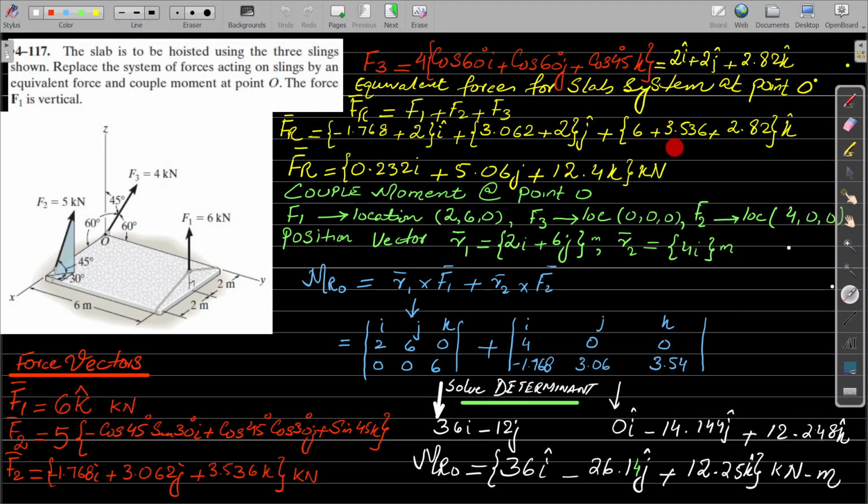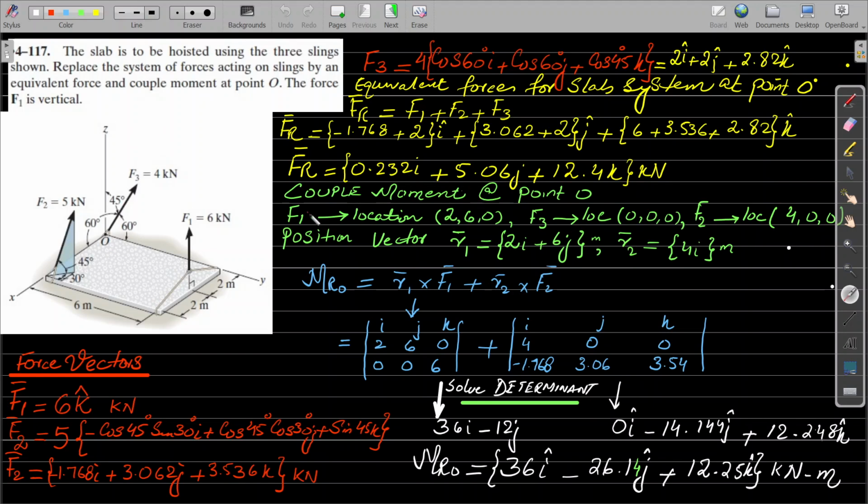Okay, this is the resultant force, and when we add all the i's of this system, we get 0.232i plus 5.06j plus 2.4k. Okay, so this is our resultant force of this whole slab system, which will be acting, and these are the i, j's, and k's of this whole resultant system, in which we have multiple angles. We have direction cosines and an axial force which is parallel to the z-axis.